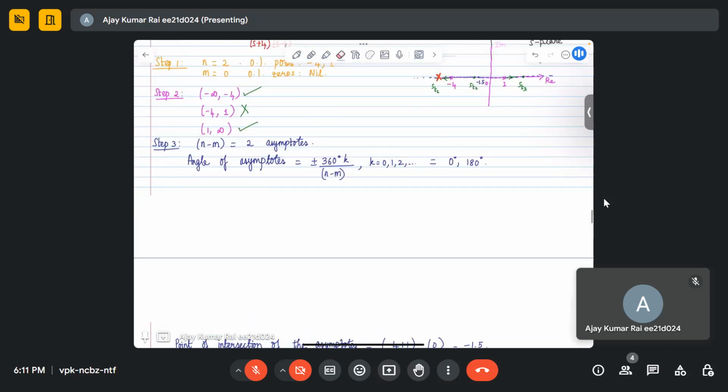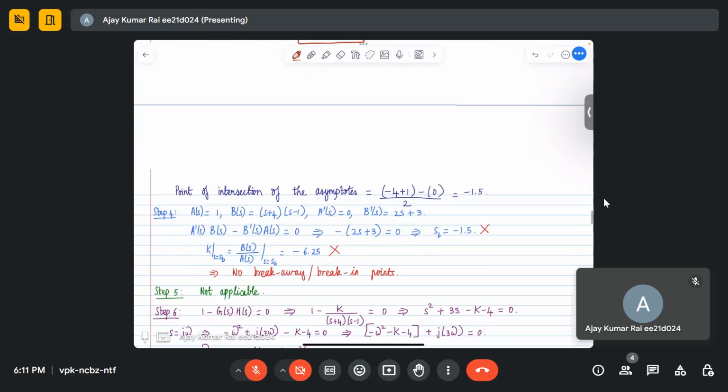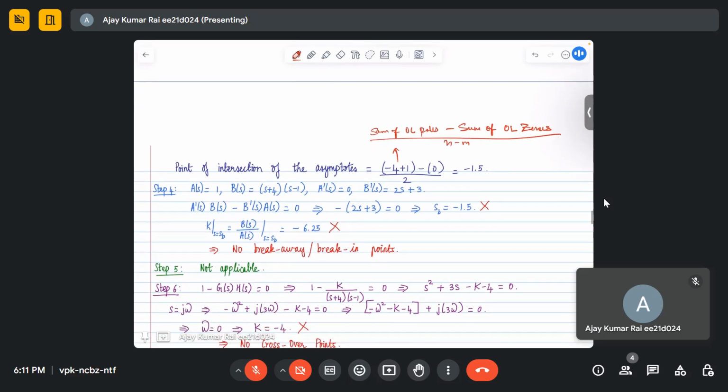And again, for the angle of asymptotes, the angle is now changed to plus minus 360 into k over n minus m, okay. So this is how we will calculate the angle of asymptotes, and the point of intersection of asymptotes remains the same, that is the sum of open loop poles minus the sum of open loop zeros, by n minus m, okay. So n is the number of poles and m is the number of zeros of the open loop transfer function, okay. So that remains the same, okay.